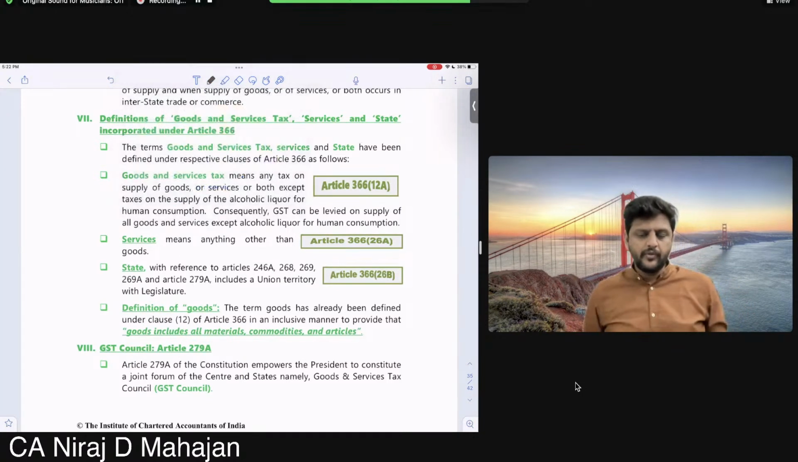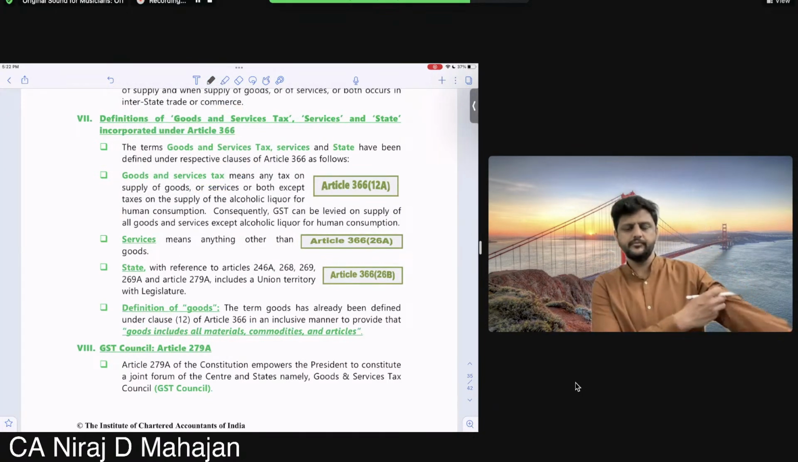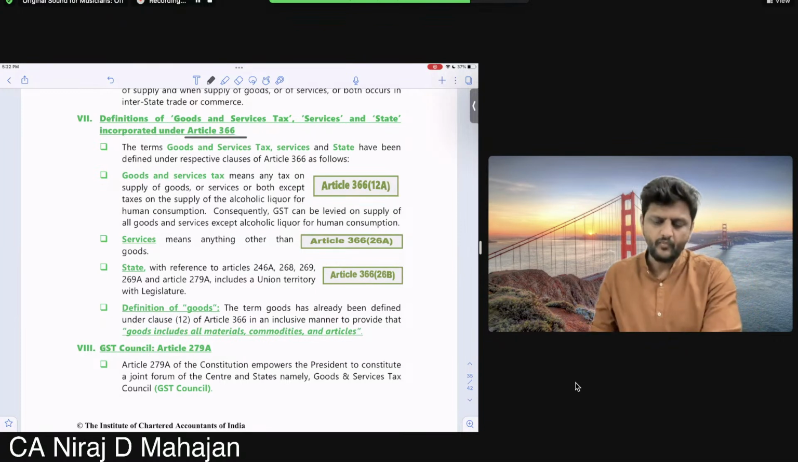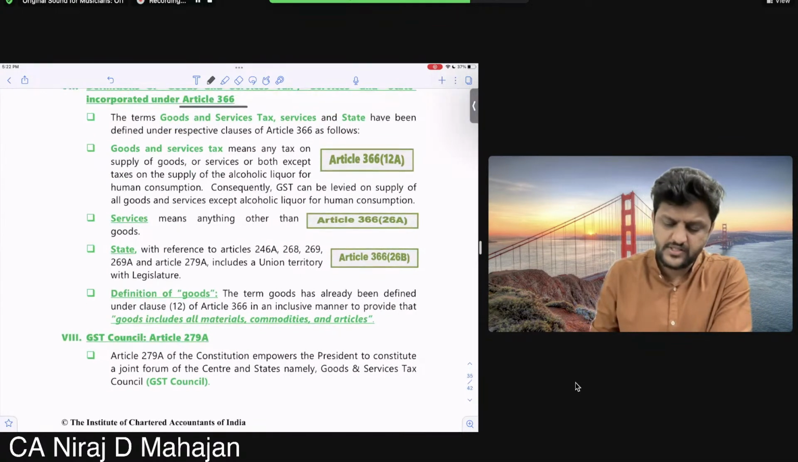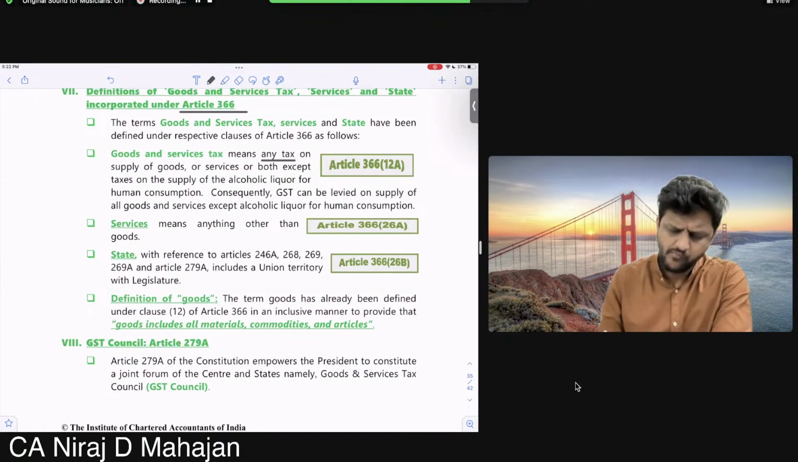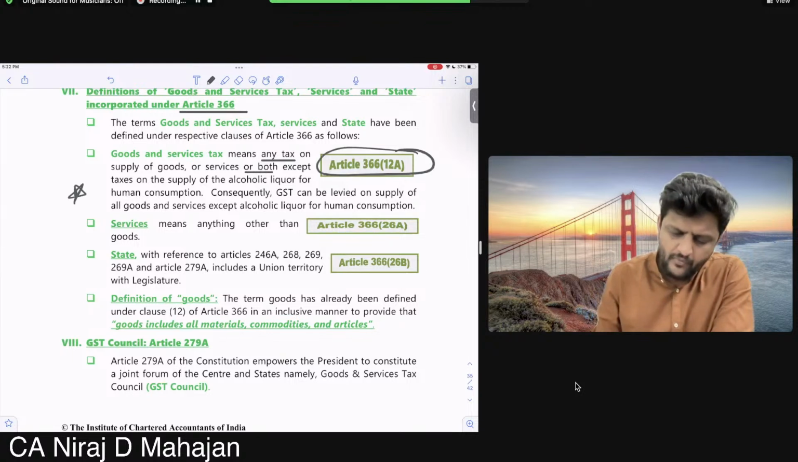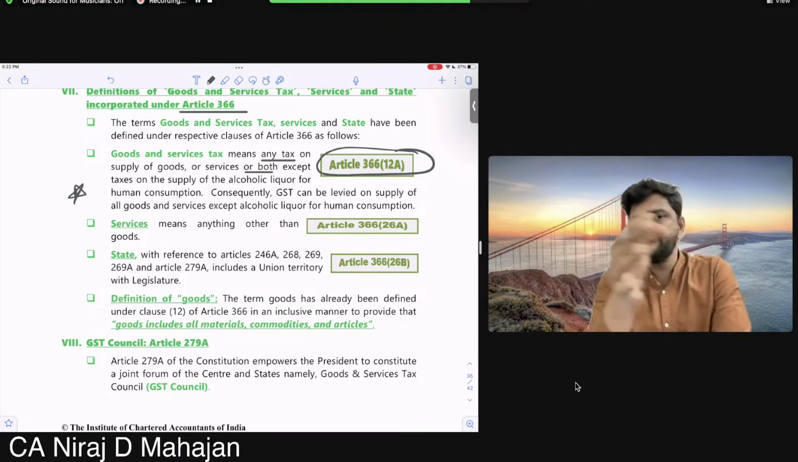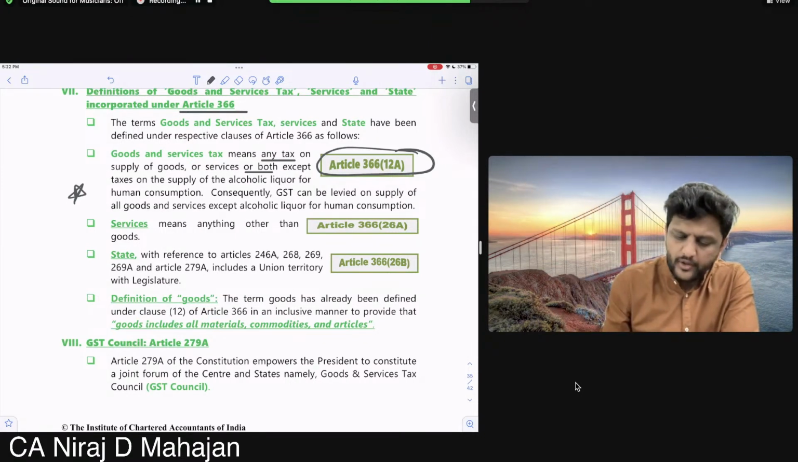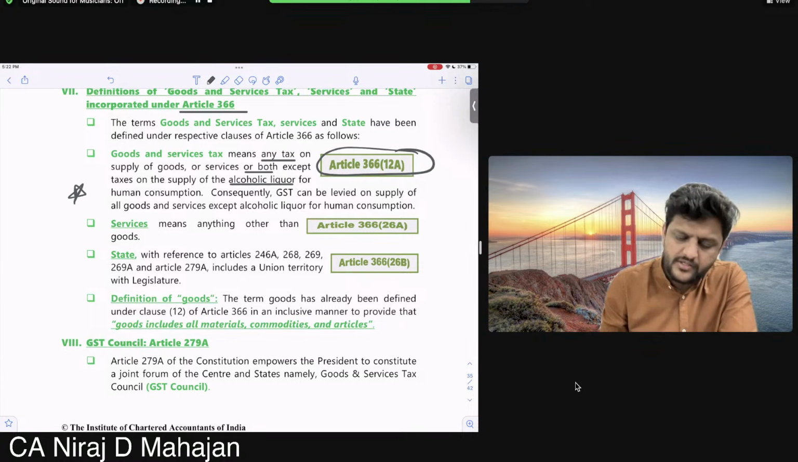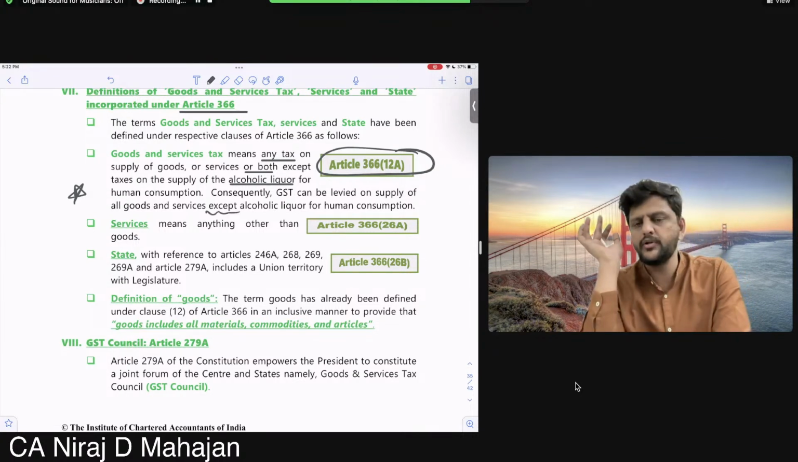Next one. Definitely goods and service tax, services, state, everything. Under Article 366. Ready बच्चों? Goods and service tax means any tax on the supply of goods or services or both. Pay attention, it's important. Article 366(12A). Except taxes on, in the constitution itself, we have not brought, check this, alcoholic liquor for human consumption. Understood or no? That's why GST can be levied on supply of goods and services except alcoholic liquor for human consumption.